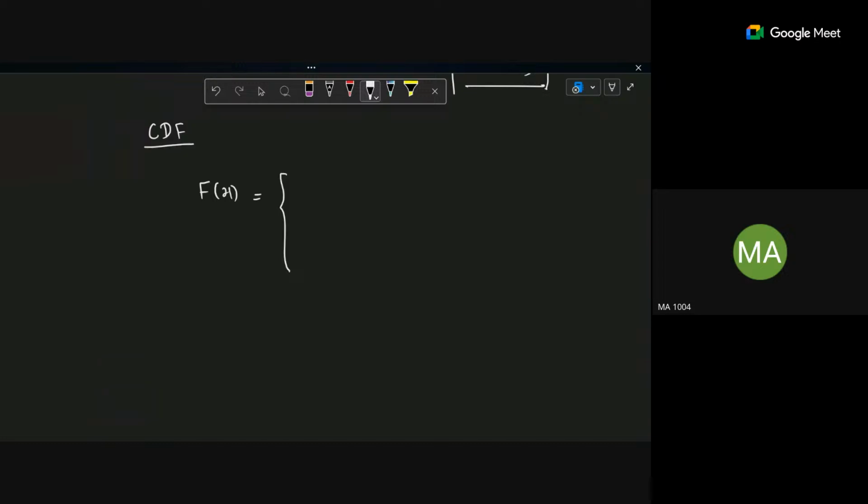Let's say your f of x is 0 whenever your x is less than 0, and it's taking the value 0.3 plus 0.3x whenever your value for x is lying between 0 and 5, and 1 for x greater than or equal to 5. Sorry, 5 is not included in the middle part.